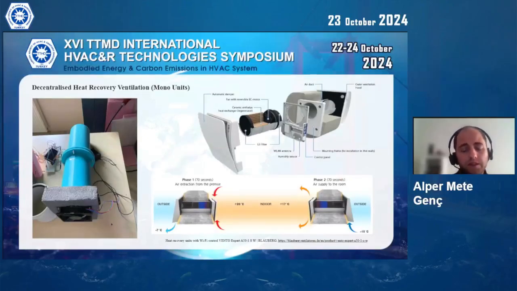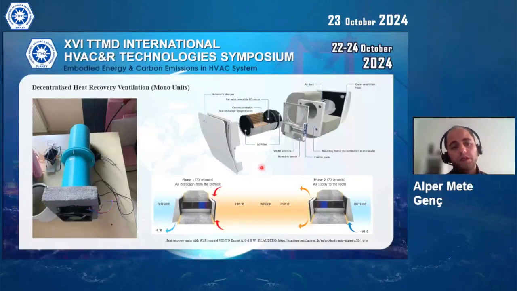Generally, metal plate heat exchangers are used in large volume ventilation systems, and ceramic hexagonal or honeycomb heat exchangers, regenerative heat exchangers, are used in mono units. These types of heat exchangers are produced by traditional production methods and are easily available due to their monotonous structure. For this reason, hexagonal channel ceramic heat exchangers are used in all mono units available in the market.